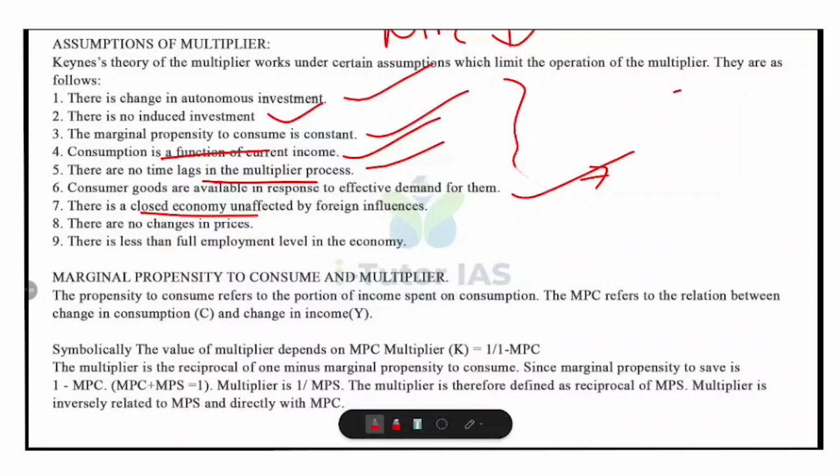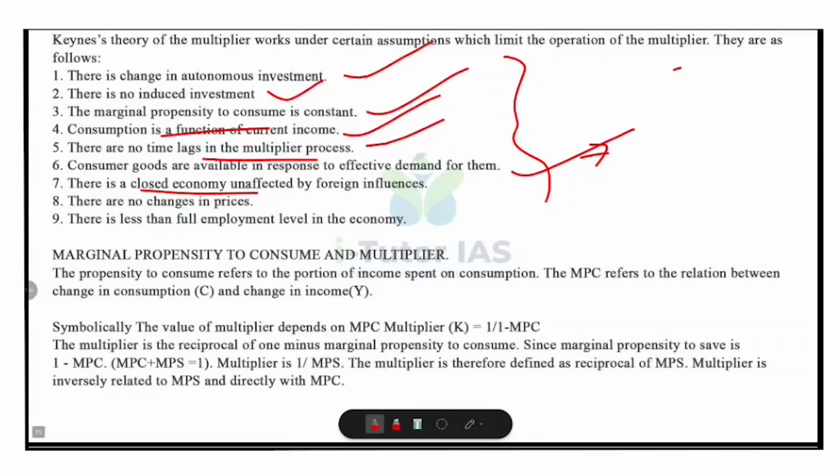So there are many assumptions of the multiplier. The next assumption is that there are no changes in price, or prices remain constant. The theory assumes there is no inflation. If prices rise, part of the increased income goes to pay higher prices instead of generating more output. That is why we assume this one.